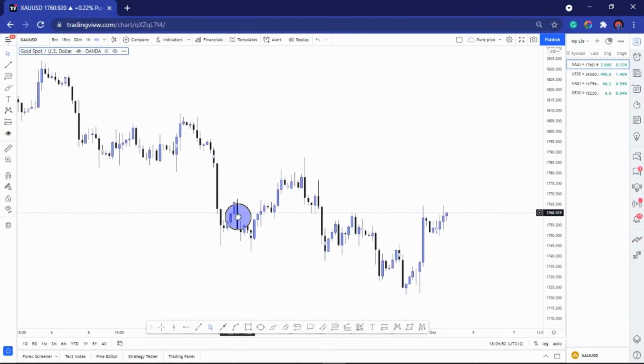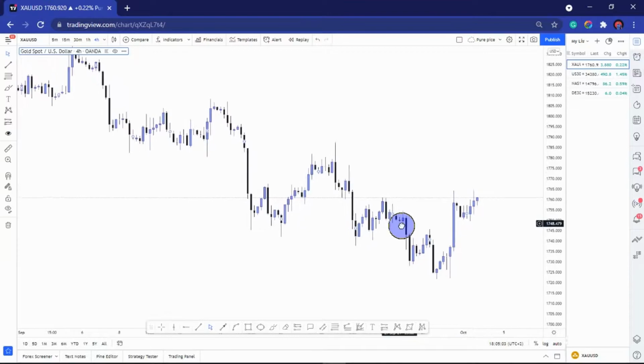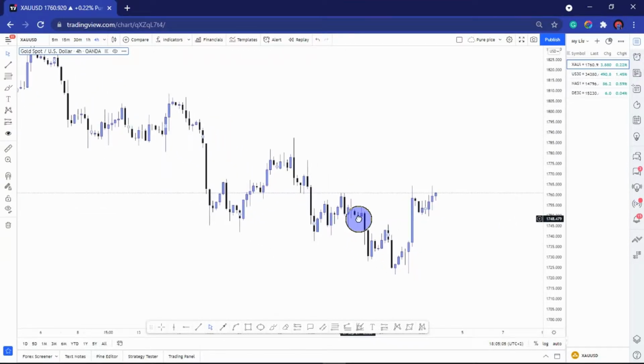We are going to be analyzing the market using price action or technical analysis. I'm going to be looking at a few pairs here. I have gold, US30 and Nasdaq. Let's start with gold.